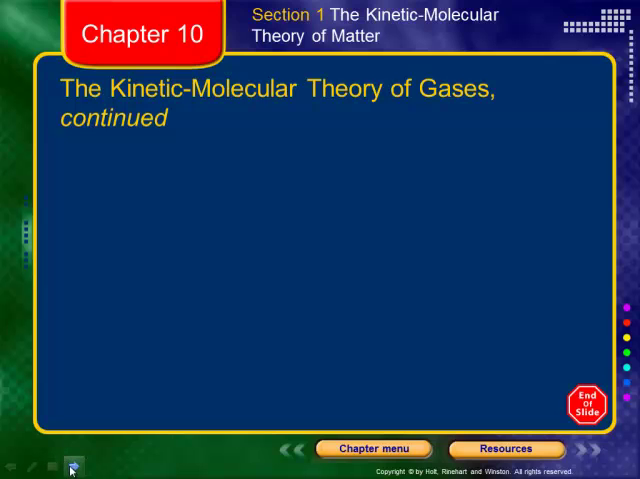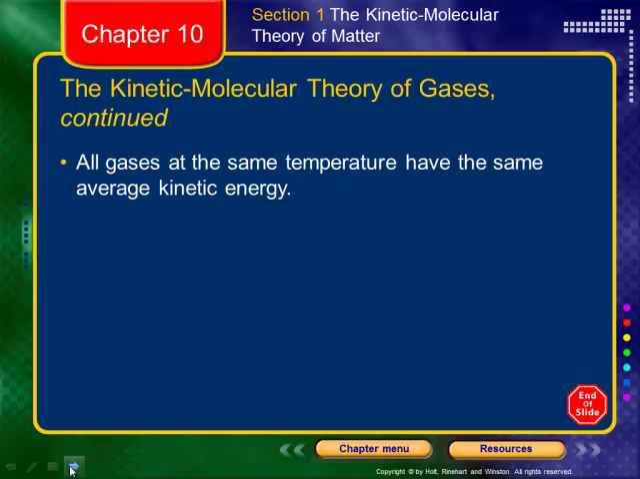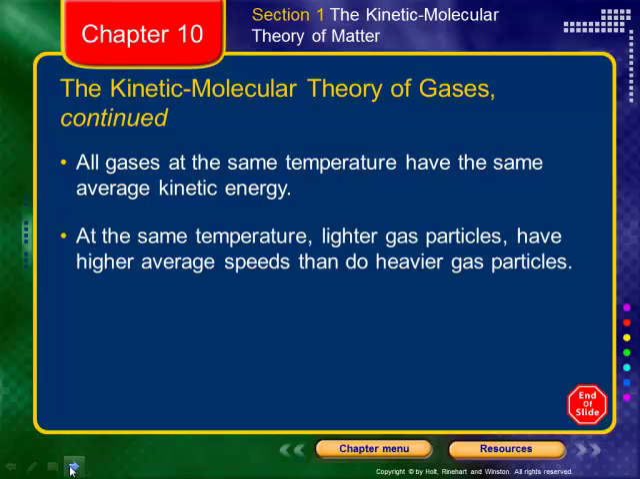Now this has some implications for gases. First of all, gases at the same temperature are going to have the same average kinetic energy, because we just said that temperature is a measure of the average kinetic energy of the particles. What that means is that if you have two samples of two different gases at the same temperature, the gas that's composed of lighter particles will have higher average speeds than the heavier gas particles, because they have smaller masses, so they have to have a higher speed to make up for that, to have the same kinetic energy.